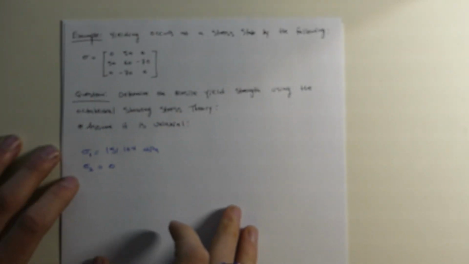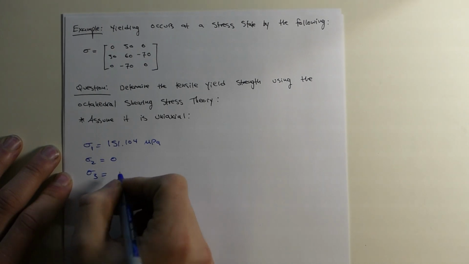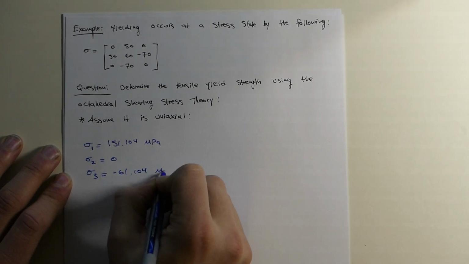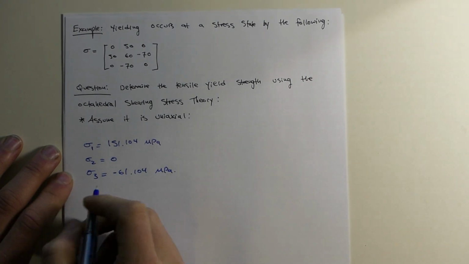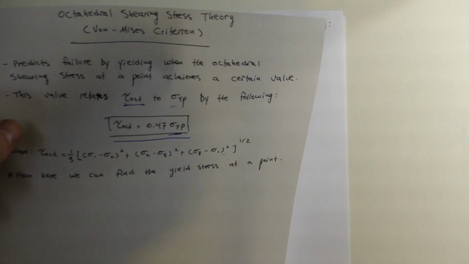That the max stress is equal to 151.104 MPa. Sigma 2 is just 0. And the minimum stress is equal to negative 61.104. Okay, so from here we plug it back into this equation here, right there, with these values that we found from the last video.